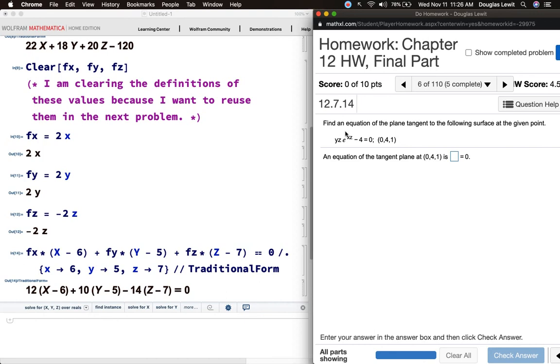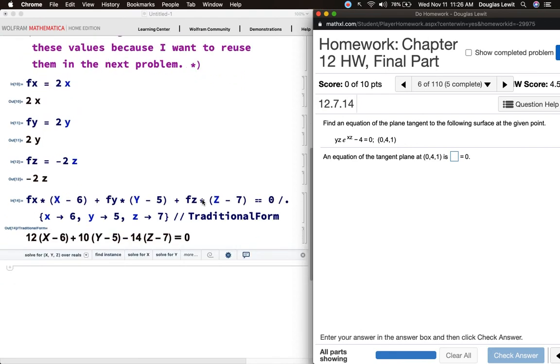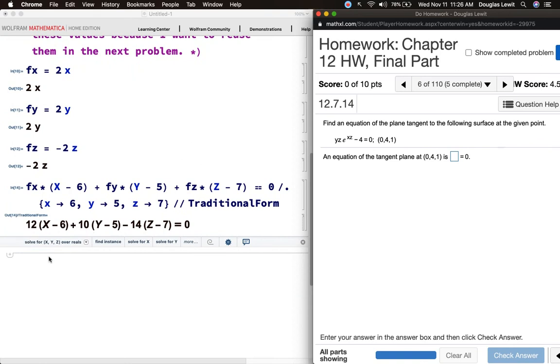Find an equation. This is problem number 6. Find an equation of the plane tangent to the following surface at the given point. Okay, so this is going to be a little bit harder to differentiate. It's not impossible to do, but I'm going to choose to be a little lazy here, and I'm going to give this problem to Mathematica. I'm going to let Mathematica do the differentiation. Yes, I'm being lazy, but sometimes it's okay to be lazy. Not all the time, but sometimes it is. Okay.